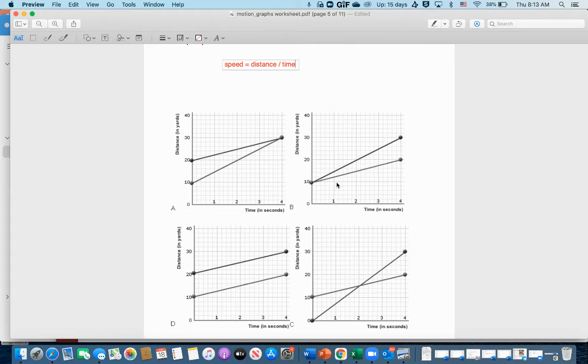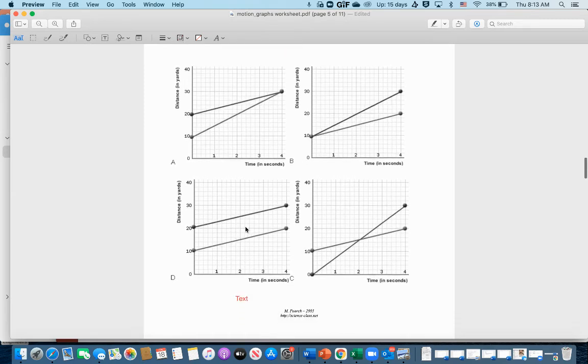All right, let's look at this one right here. Both of them are starting at 10, but now they're ending at different spots. So this couldn't be it either, because this one has to be traveling faster to cover a greater distance.